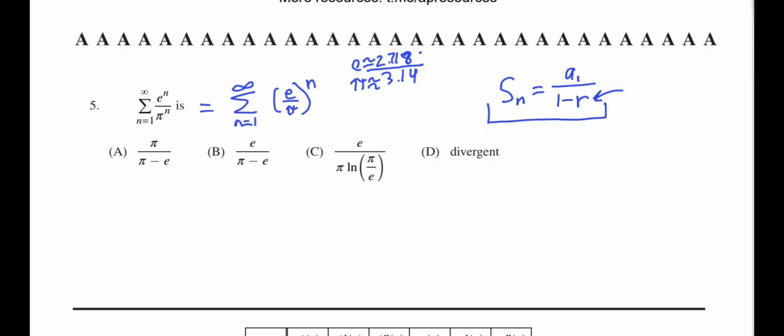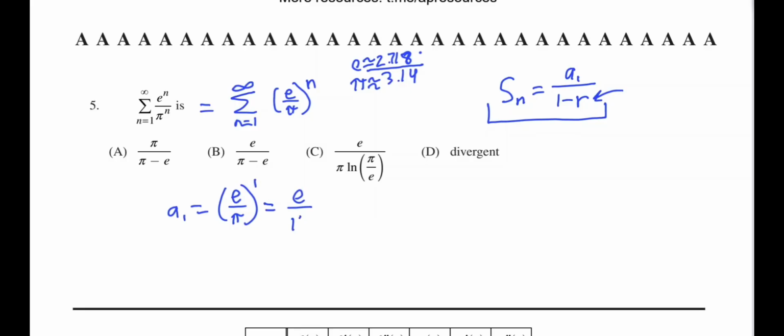Well, we plug it into our formula that S sub n would be equal to a sub 1 over 1 minus r. Now, what's our first term going to be? Let's plug in 1 for every n, right? So we have a sub 1 would be equal to e over pi to the power of 1. And that gives us simply just e over pi.